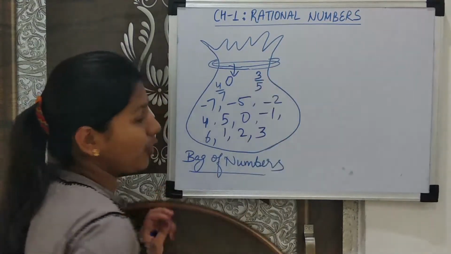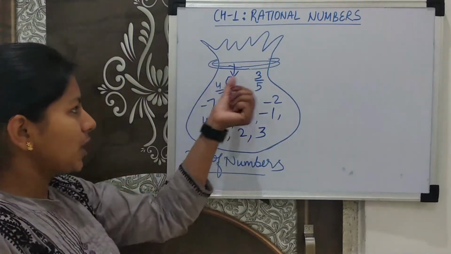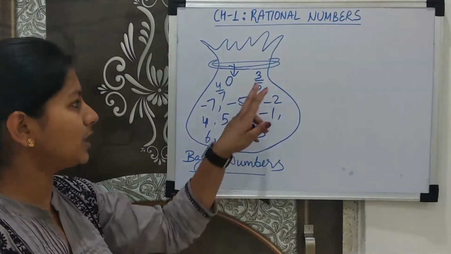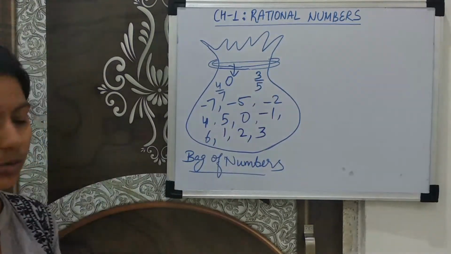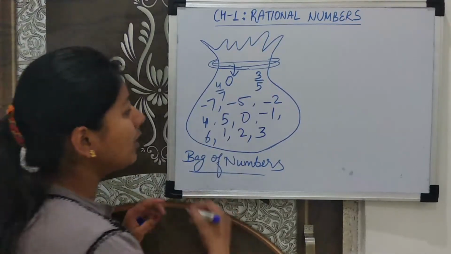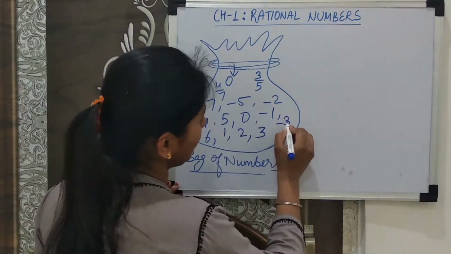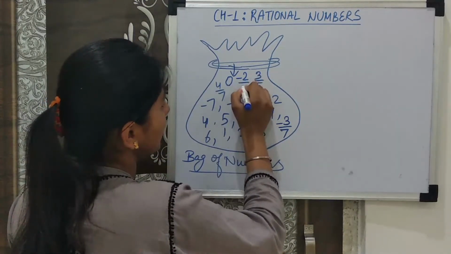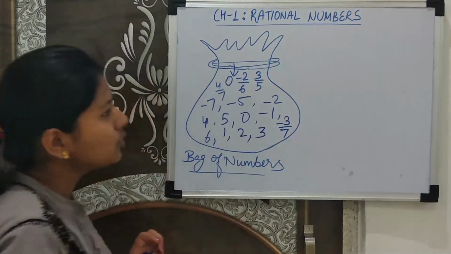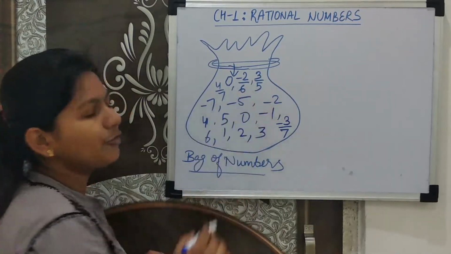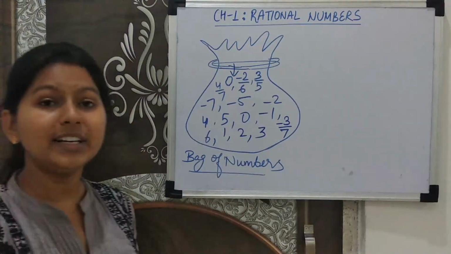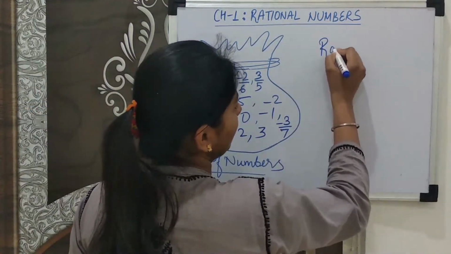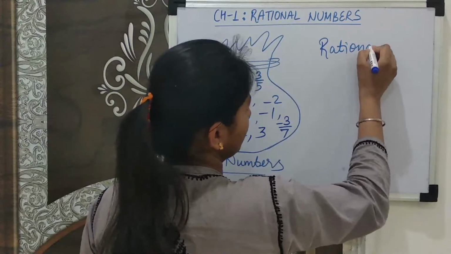These fractions were in the form of p by q. The p is called numerator, the number which is written at the top is called numerator, and the number which is written at the bottom is called denominator. Now I found some more numbers such as minus 3 by 7, minus 2 by 6. So I found that these are not fractions. We have to give them another name. That name is given as rational numbers.